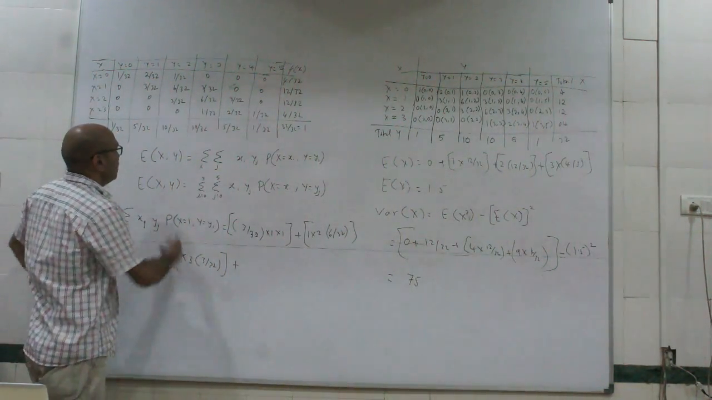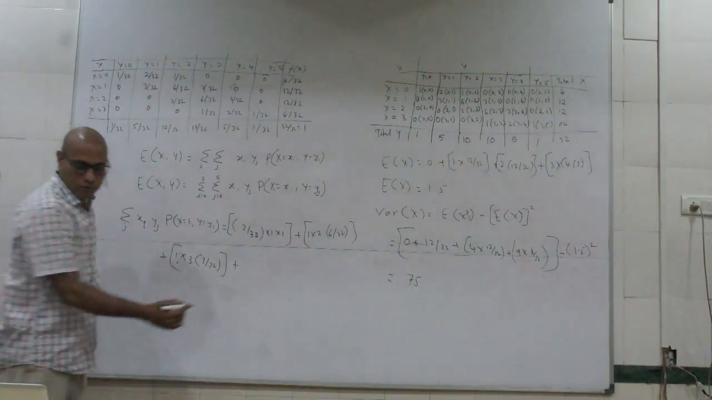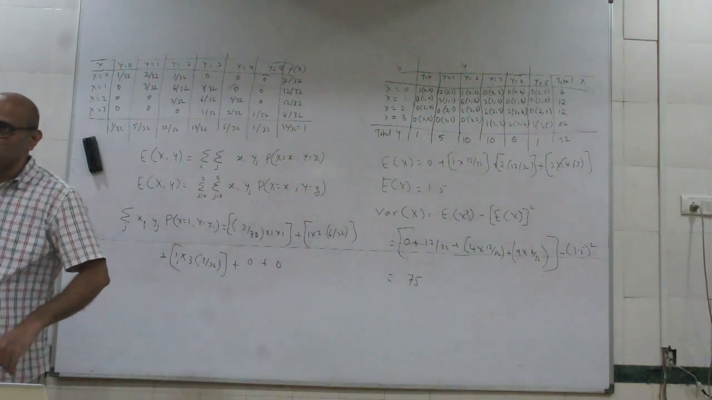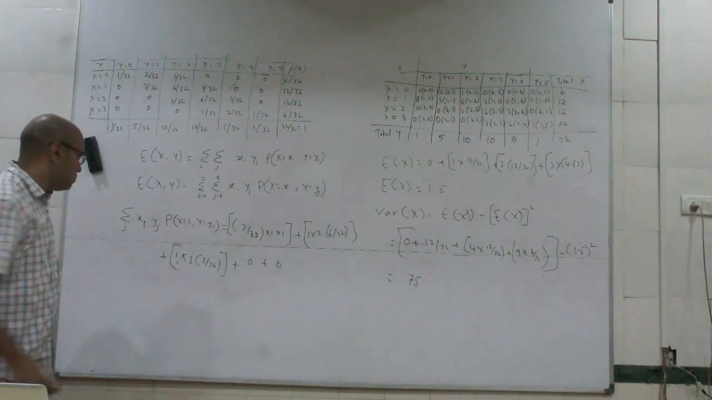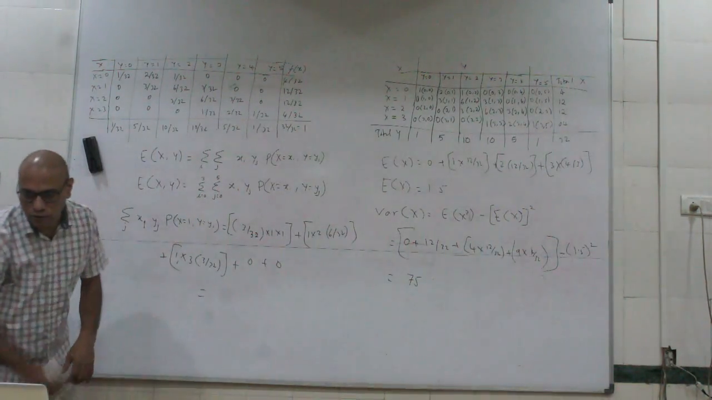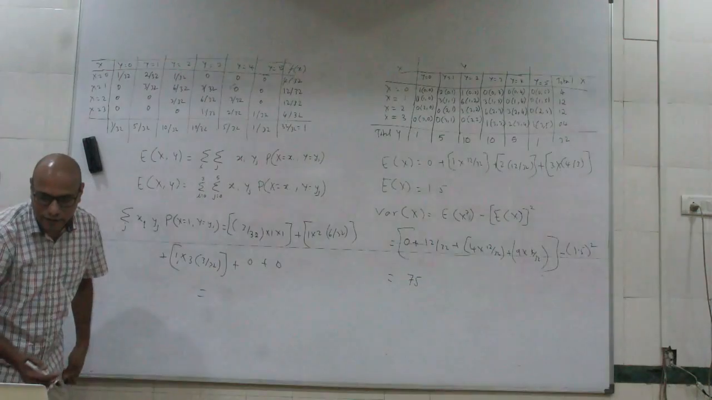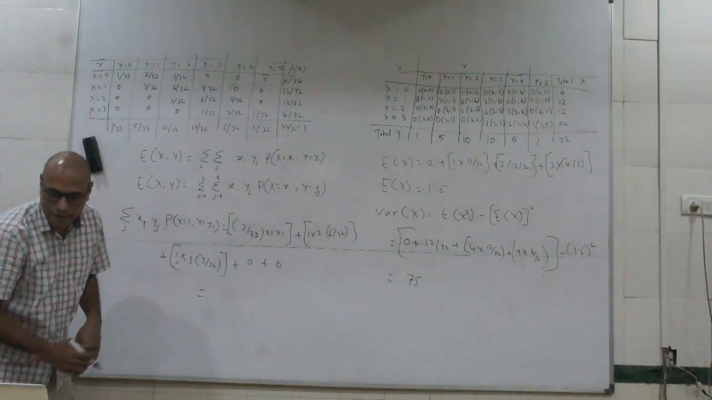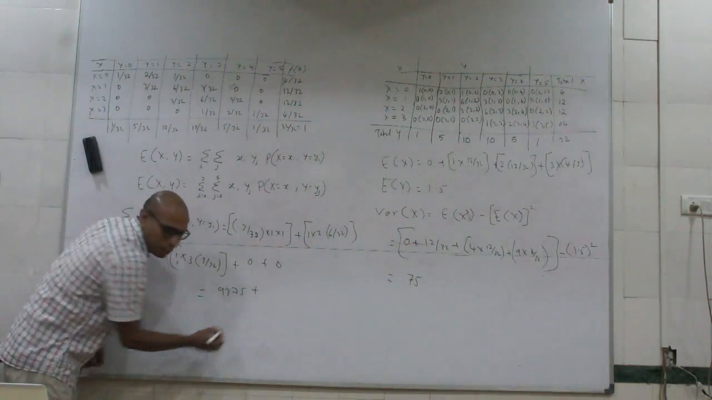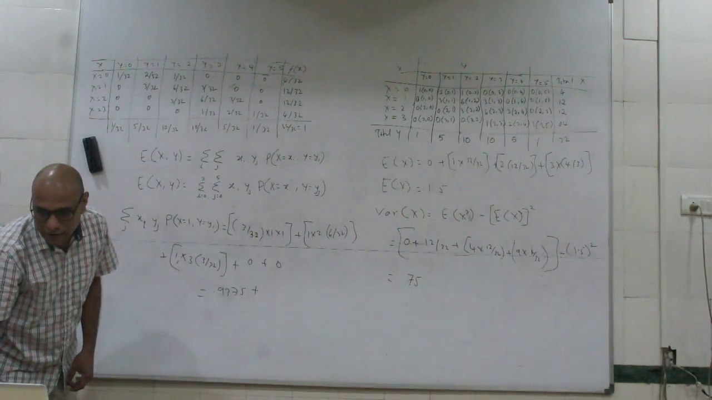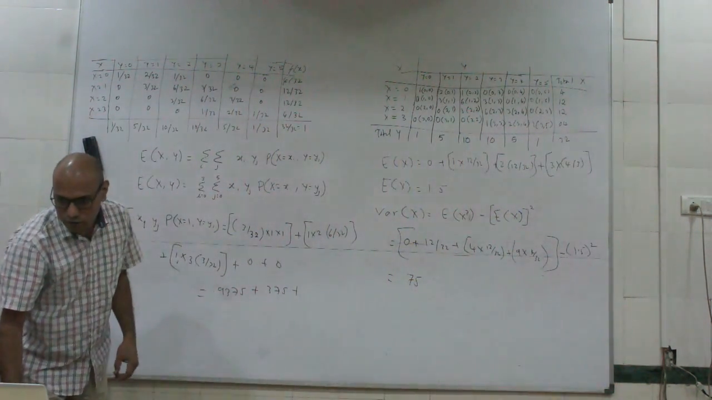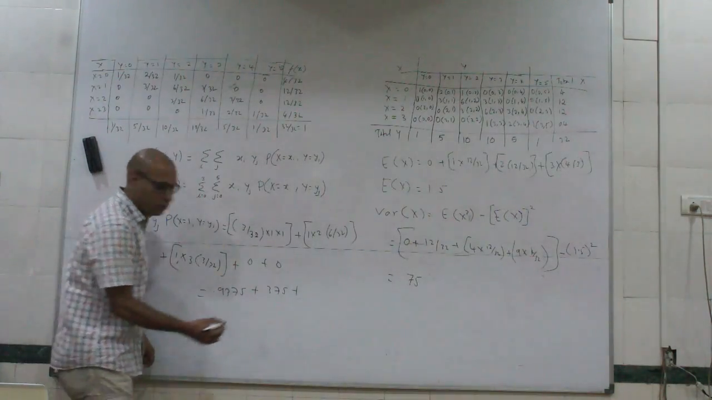Plus, the rest are 0, so I'm not writing them, I would simply say 0, 0. Those probabilities are 0. And so, if I add this up, I've done the calculation, so I might as well write the answers: 0.9375 plus 0.375 plus 0.28125.